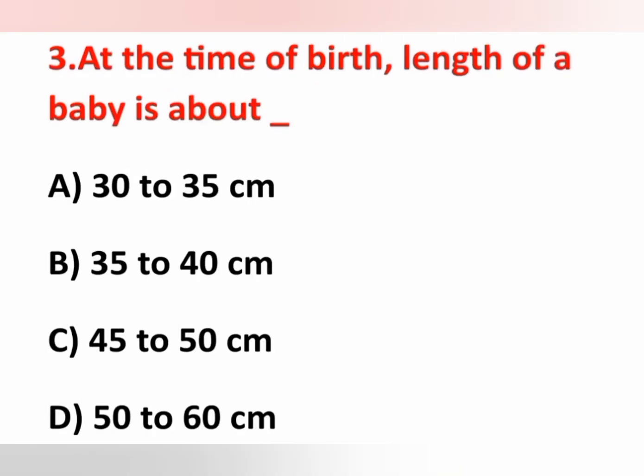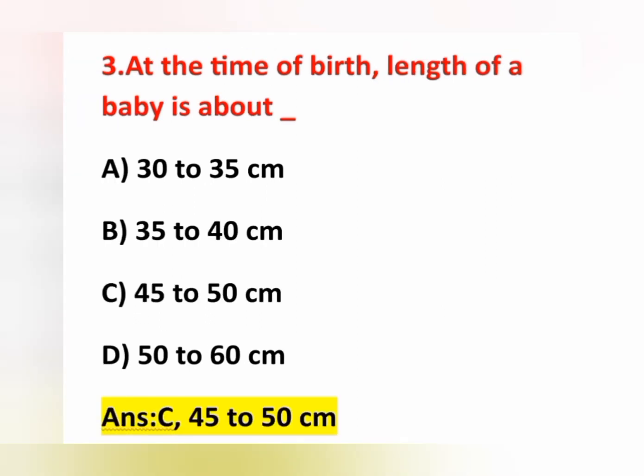The next question, third question, at the time of birth, length of a baby is about option A 30 to 35 centimeter, option B 35 to 40 centimeter, option C 45 to 50 centimeter, option D 50 to 60 centimeter. Our question is the length of baby at the time of birth. That is the question, and correct answer is option C 45 to 50 centimeter.